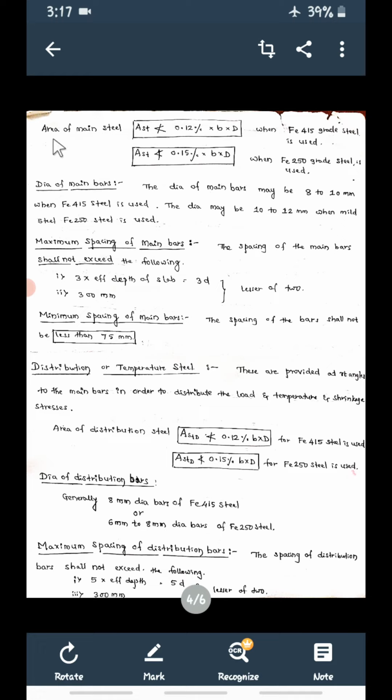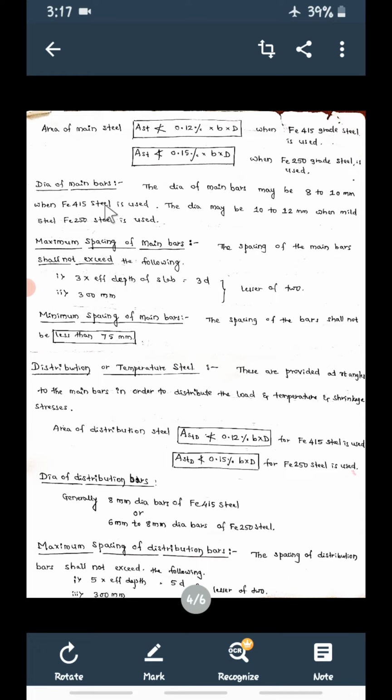So what is the minimum reinforcement? It should not be less than 0.12% of 1 meter into overall thickness or overall depth of the slab. That is when Fe 415 grade steel is used. Suppose you are using Fe 250 grade steel as the main bar, then the minimum area of main steel should not be less than 0.15% of B into D. It is 0.15% of B into D.